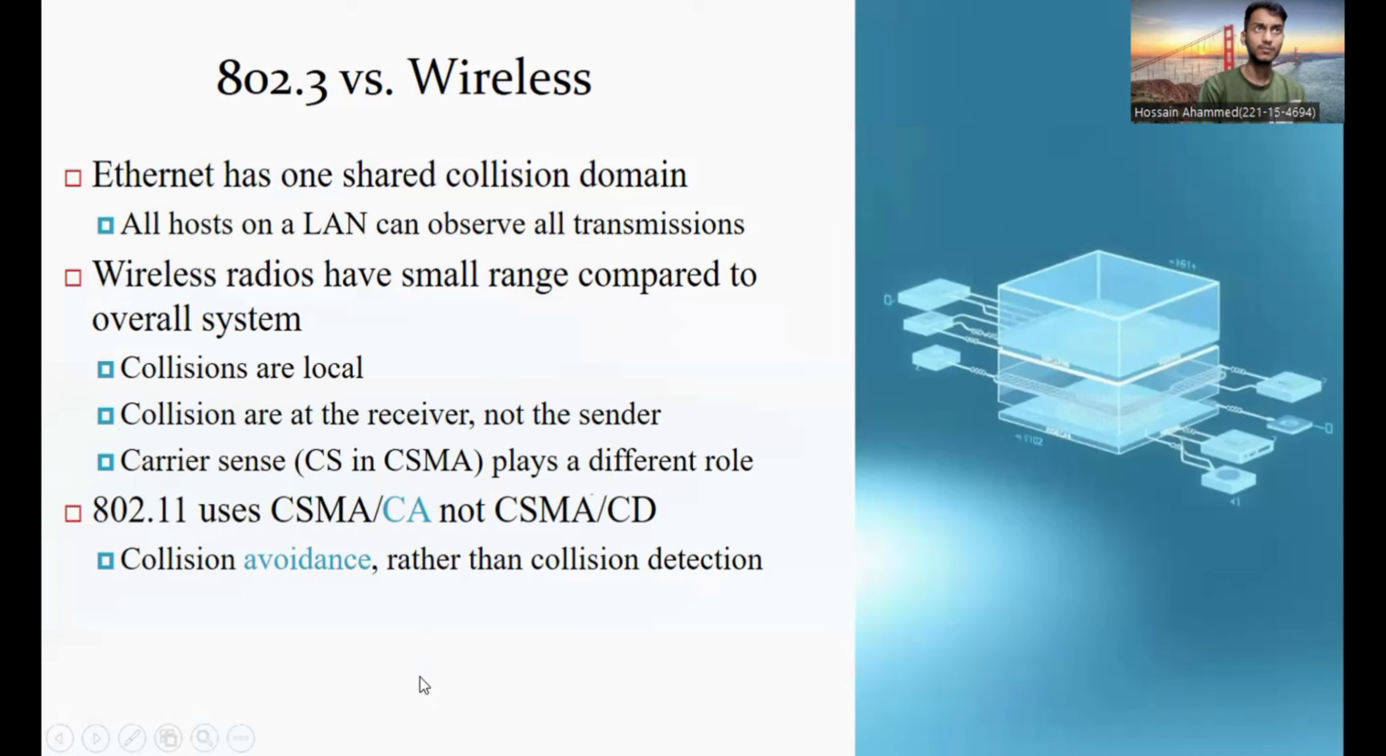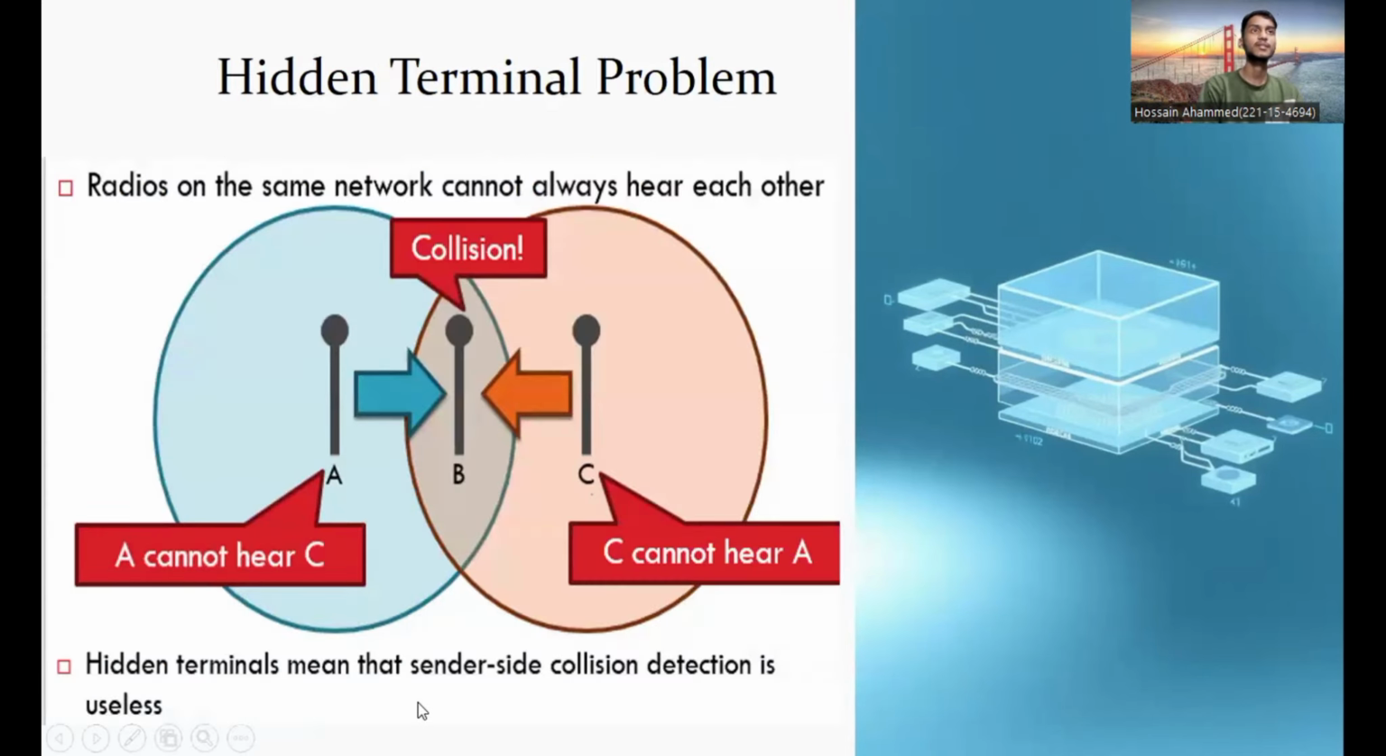Now we see the explanation of this, the hidden terminal problem. What is the hidden terminal problem? The hidden terminal problem is when nodes on the same network cannot always hear each other. That means when they want to hear one another at the same time, a collision occurs.